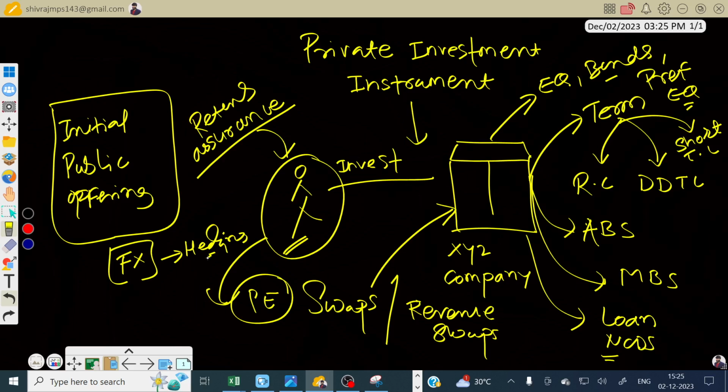This term loan is basically part of loan syndication, how it works and all. So we'll see that. But in private equity, we'll call it bank debt.